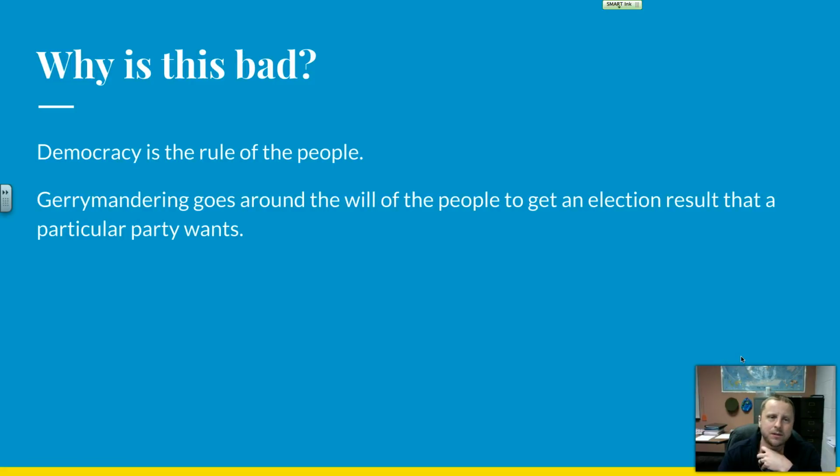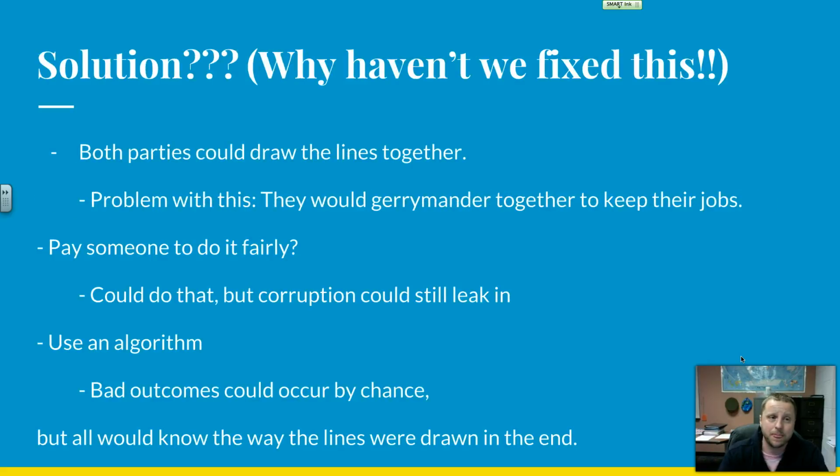Why is gerrymandering bad, okay? Well, first, we have to understand that democracy is the rule of the people. That's the definition of democracy. Gerrymandering goes around what the people want and gives an election result that a particular party might want, not what the people want. So that's why it's bad.